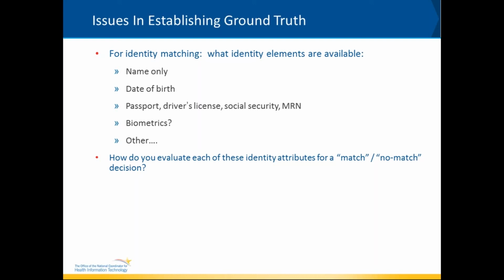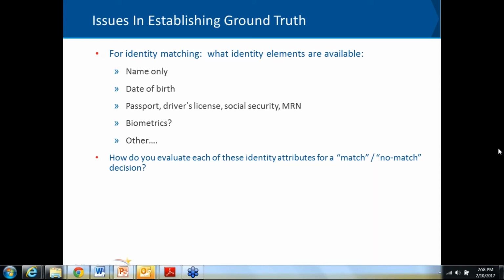So some things that we think about are what are the identity elements that are available to us. And obviously, a lot of times you start with name only. Then you might have date of birth. In the medical record context, you might have a medical record number. You might have a social security number, et cetera. You often, in the medical context, don't have biometrics, but you might have other elements that could lead to a stronger confirmation of a match or non-match decision. And then how do you evaluate each of the identity attributes for a match and no match decision?